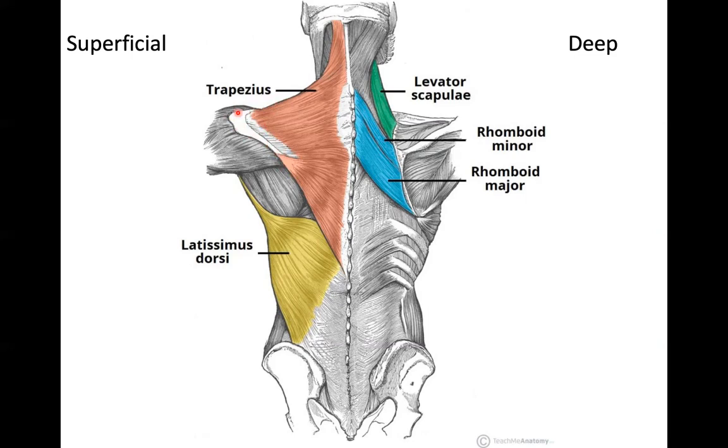Such a big muscle has a lot of actions. It can contribute to elevation of the scapula, depression of the scapula, retraction of the scapula, and rotation and elevation of the scapula and elevation of the clavicle. So it can contribute to a lot of different movements of the scapula because these fascicles are all arranged at different angles.